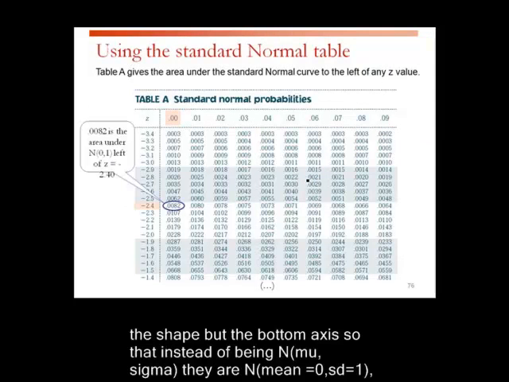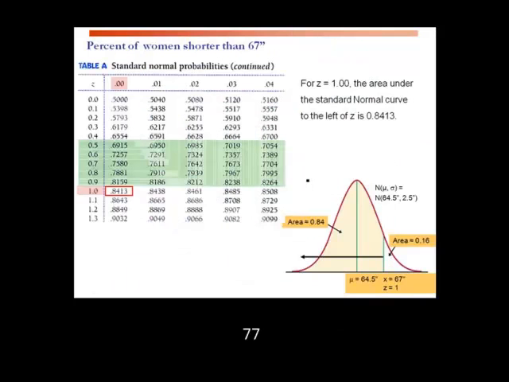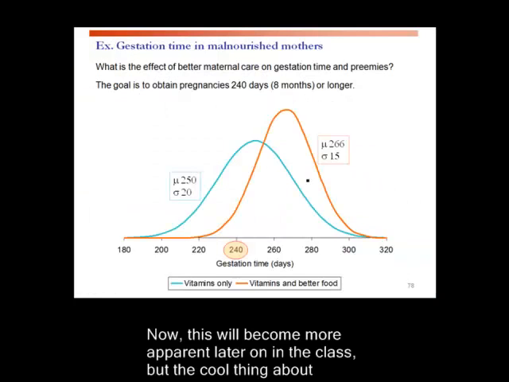Okay, this is what I was showing you, and I'll come back to this table. But let's see if I can. Here's a problem you can do for both. So here is the effect of vitamins and better food on gestation in malnourished mothers. So the goal is to obtain pregnancies which are 240 days or longer. So we have two things. Let's take a look at the two things.